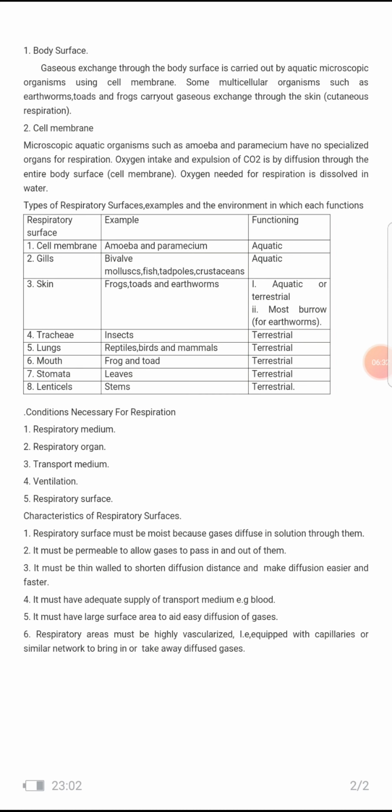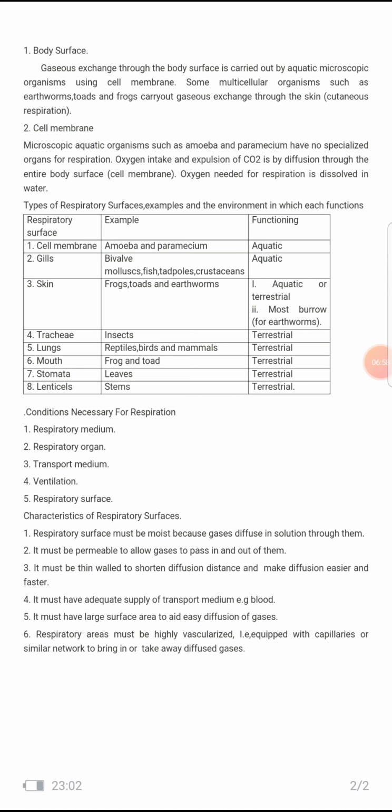Now the second one is the cell membrane. Microscopic aquatic organisms such as amoeba and paramecium have no specialized organ for respiration. Oxygen intake and expulsion of CO2 is by diffusion through the entire body surface. Oxygen needed for respiration is dissolved in water.